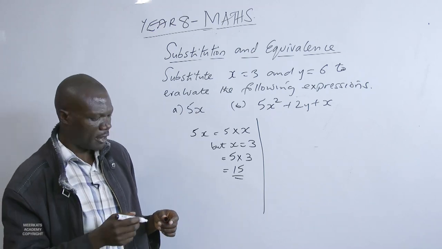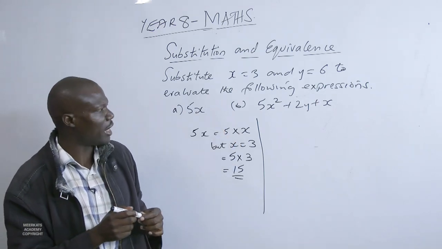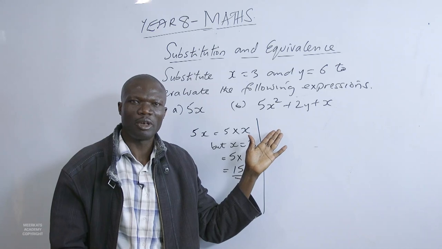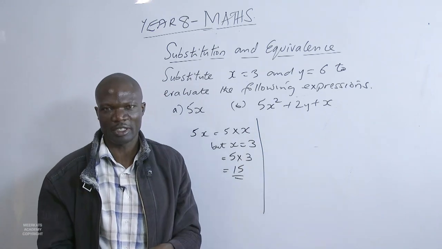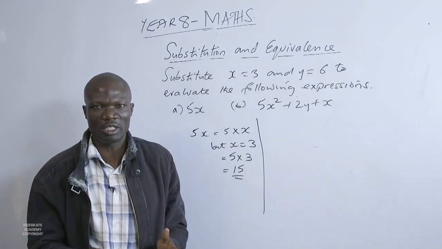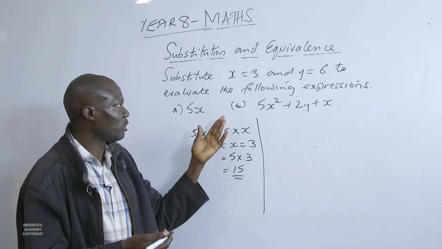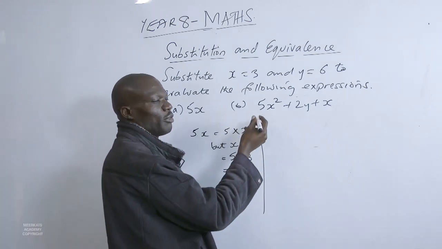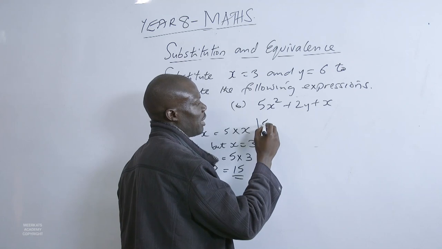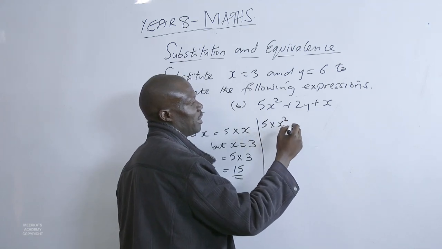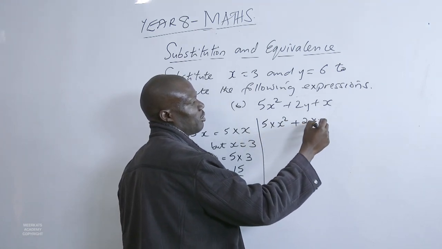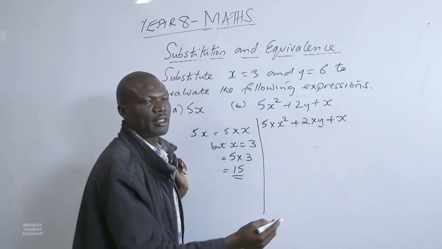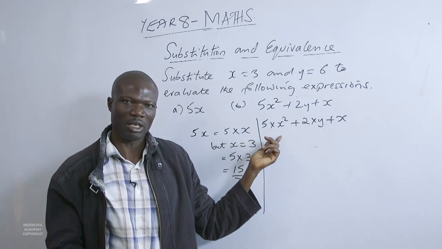For the second part, 5x squared plus 2y plus x. We need to come again and substitute and see what we can evaluate, what we can get. So this 5x squared is the same as 5 times x squared, then plus 2 times y plus x. You see, 5 times x squared.